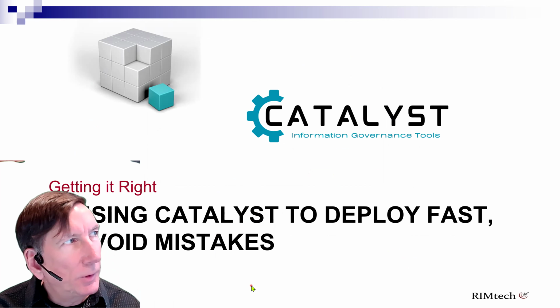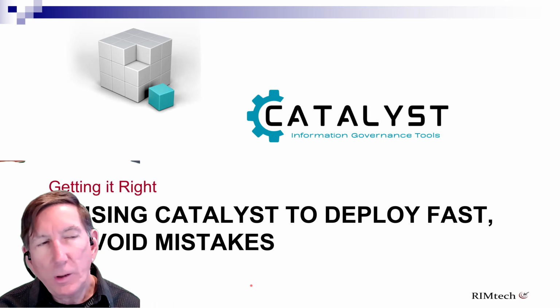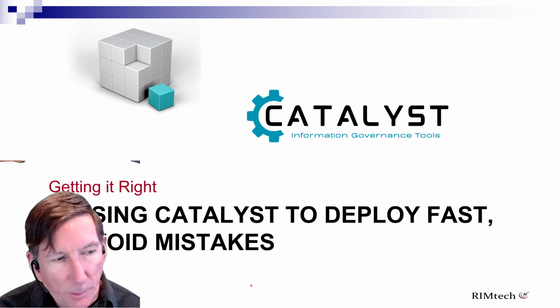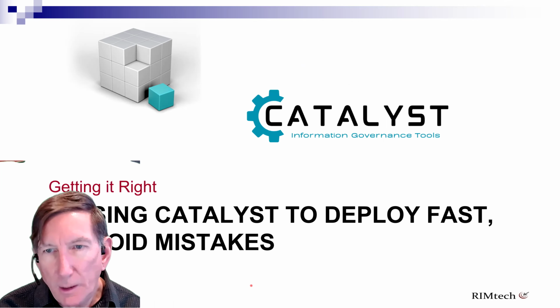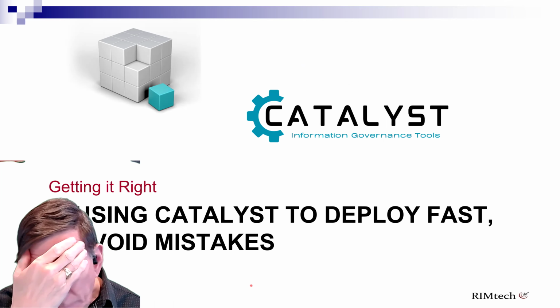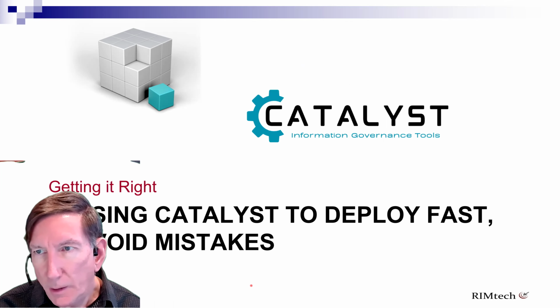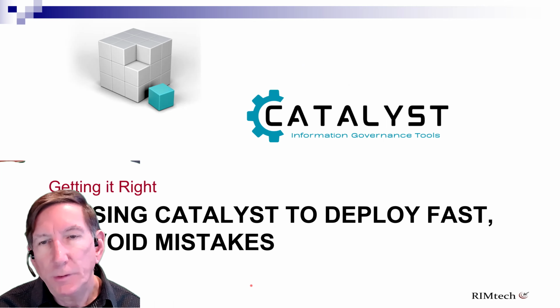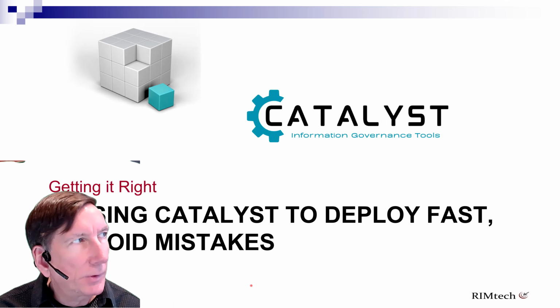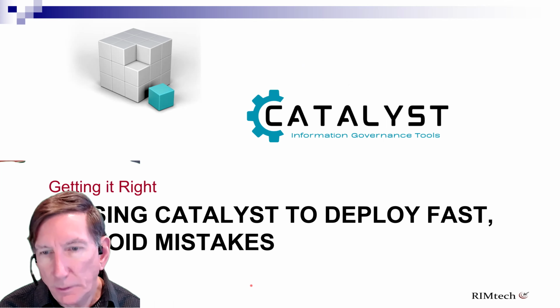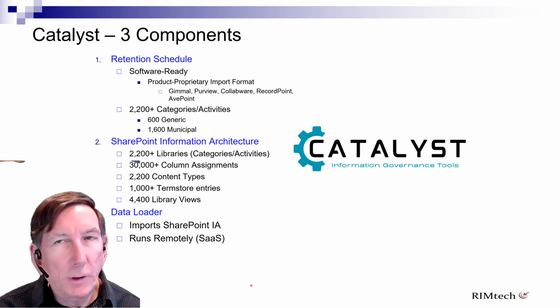So now I've shown you what the threats are and how to overcome the threats. Now I'm going to show you how to do a deployment efficiently, fast and accurately using Catalyst. Catalyst is a set of tools that we wrote here at RIMtech. There's a whole separate company for Catalyst, but we call it Information Governance Tools. Their sole reason for existence is for you to get through this stuff as quickly, efficiently and accurately as possible. So there are 3 components.